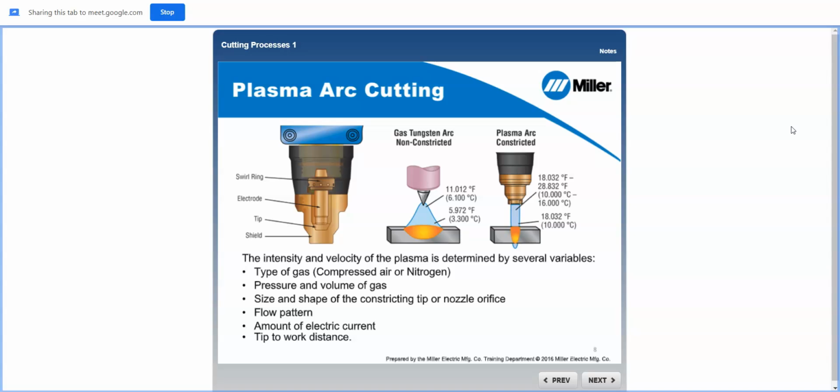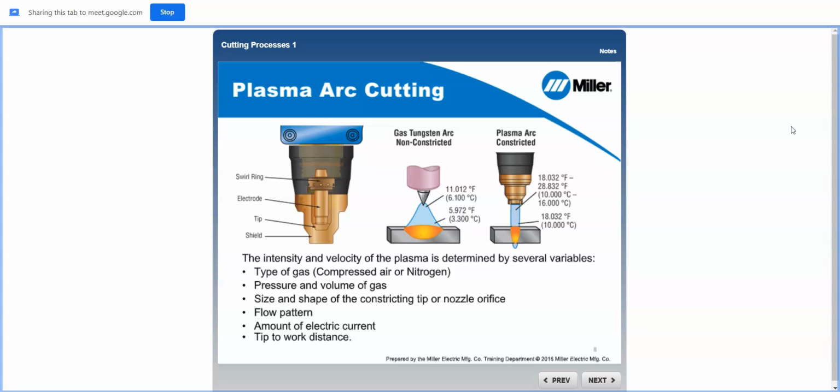The intensity and velocity of the plasma is determined by several variables, including the type of gas, its pressure and volume, the flow pattern, and the amount of electric current, the size and shape of the constricting tip or nozzle, and the tip to work distance.